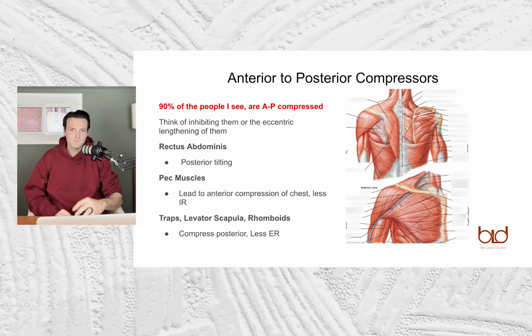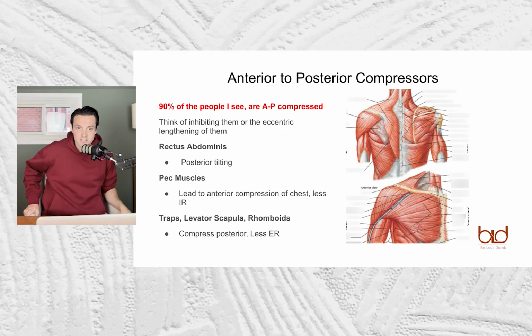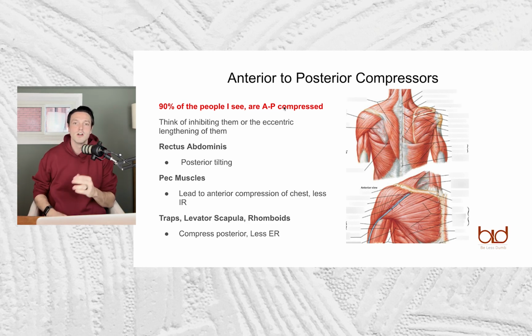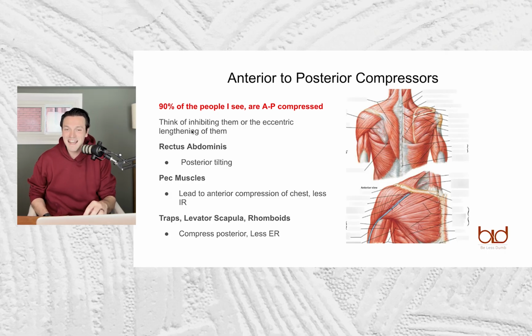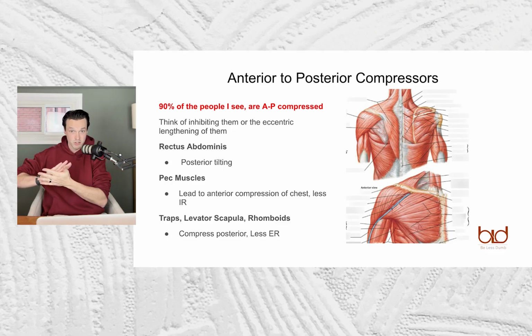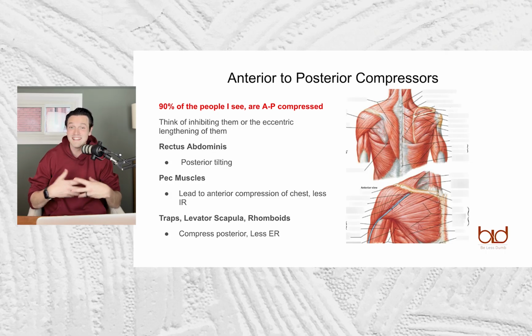Okay, so up next then we have our anterior to posterior compressors. Now, especially with the lower body, and when we get into the knee, we'll talk about it a little bit more, but you'll hear a lot about anterior to posterior compressors and lateral compressors. 90% of people I see with upper body issues are anterior to posterior compressed, so back to front. So let me break it down very simply: if we have anterior to posterior compression of the muscles, we want to think of maybe inhibiting them during exercise or the eccentric lengthening of them.